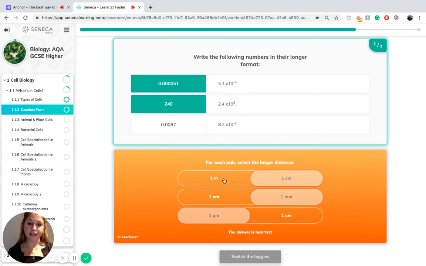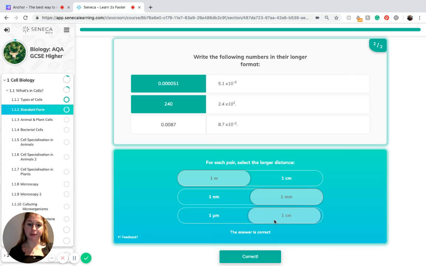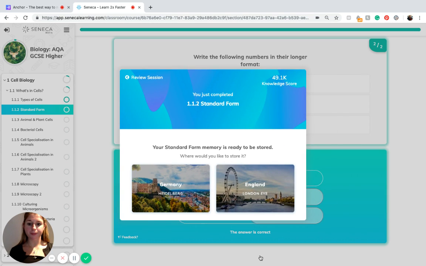And the larger distances, 1 metre is larger than 1 centimetre, 1 millimetre is larger than 1 nanometre, and 1 centimetre is larger than 1 micrometre. Okay, great, so that's all for the standard form.